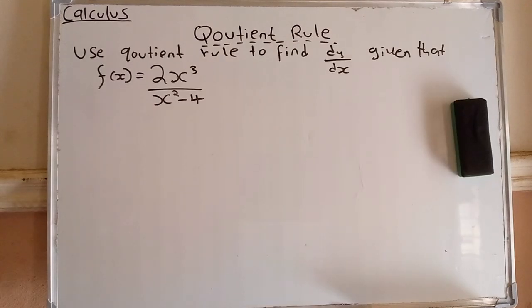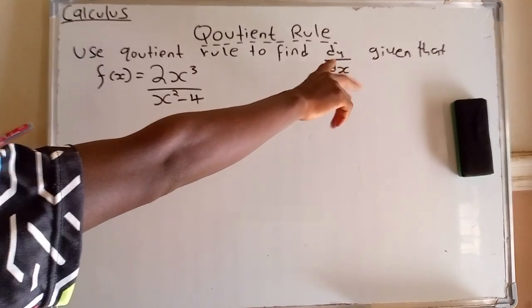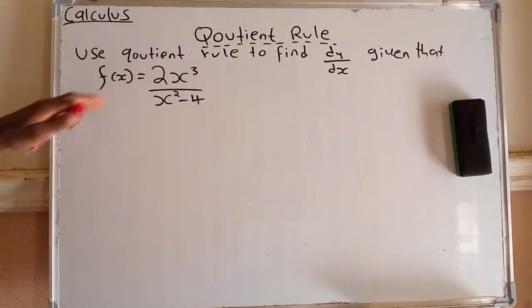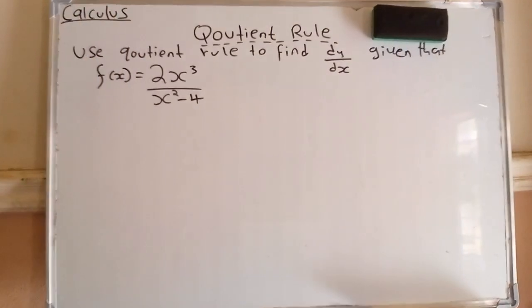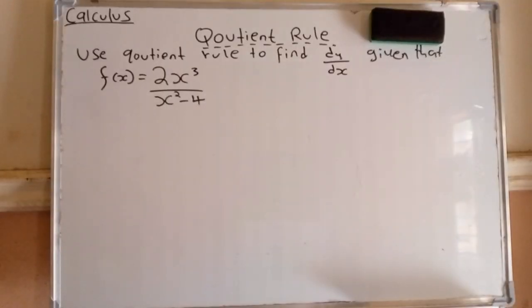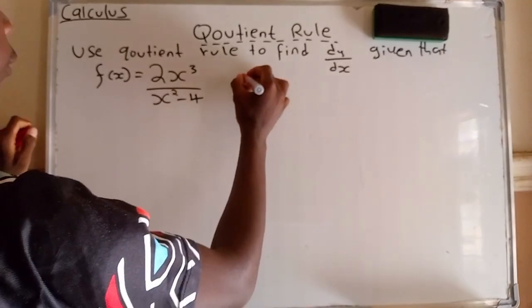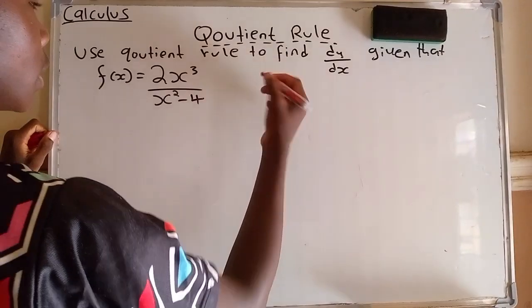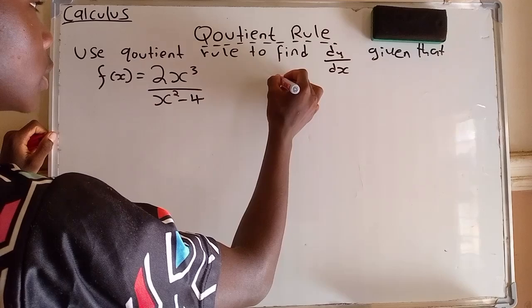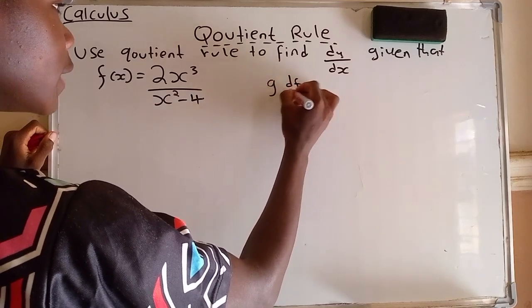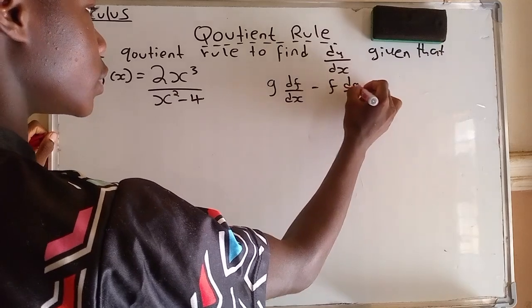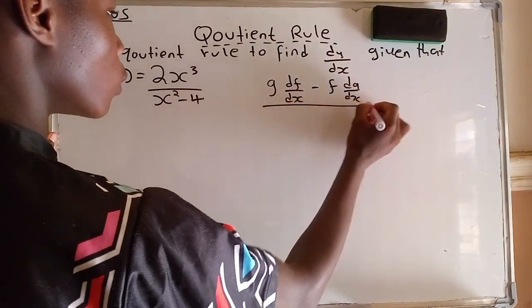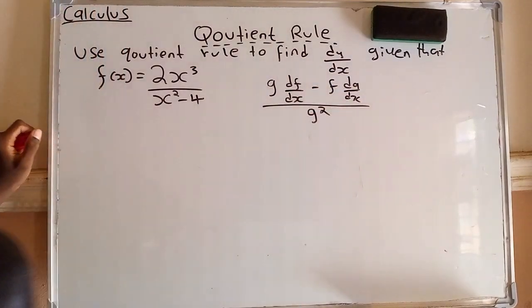Let's take a look at this question: use the quotient rule to find dy over dx, given that f of x is equal to 2x cubed over x squared minus 4. This is a simple question that we can solve in a few minutes. We know that our general formula is g df/dx minus f dg/dx, over g squared.